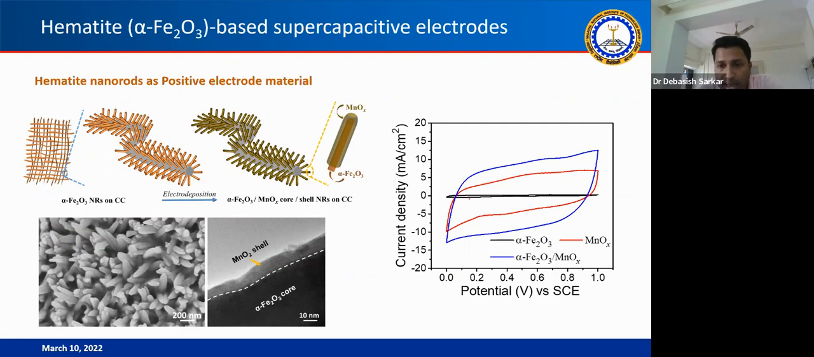The black CV loop represents the CV of iron oxide. As I told you, iron oxide shows negligible redox activity in the positive electrode side. The red one shows the activity of manganese oxide, and the blue one shows the redox activity of the iron oxide manganese dioxide core shell structure. So you can see, by making this kind of electrode architecture, you can improve the electrochemical performance to a significant extent. Here we have used the iron oxide in both the negative side and the positive side of the electrode materials.